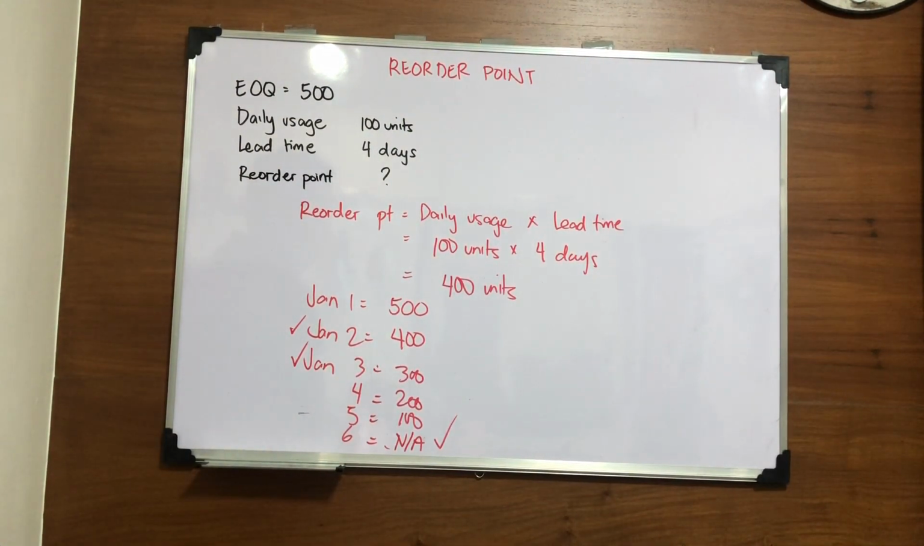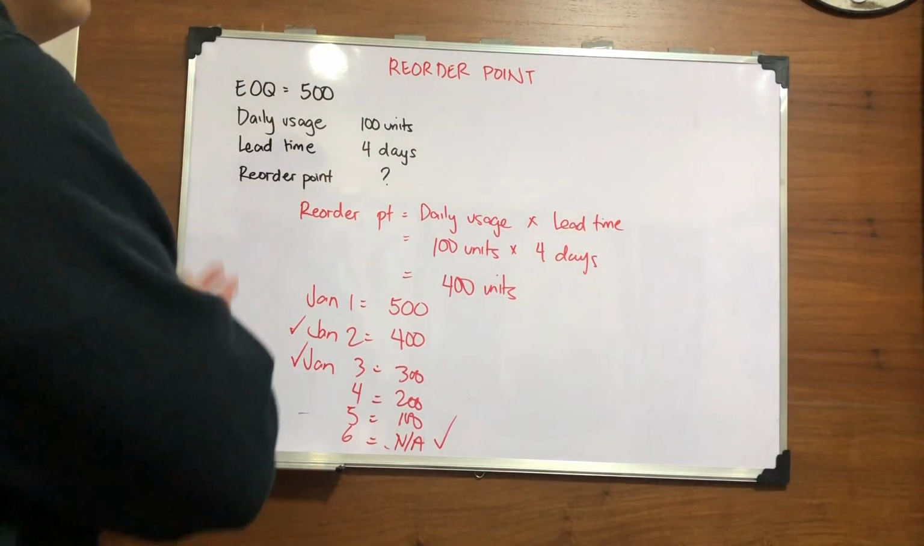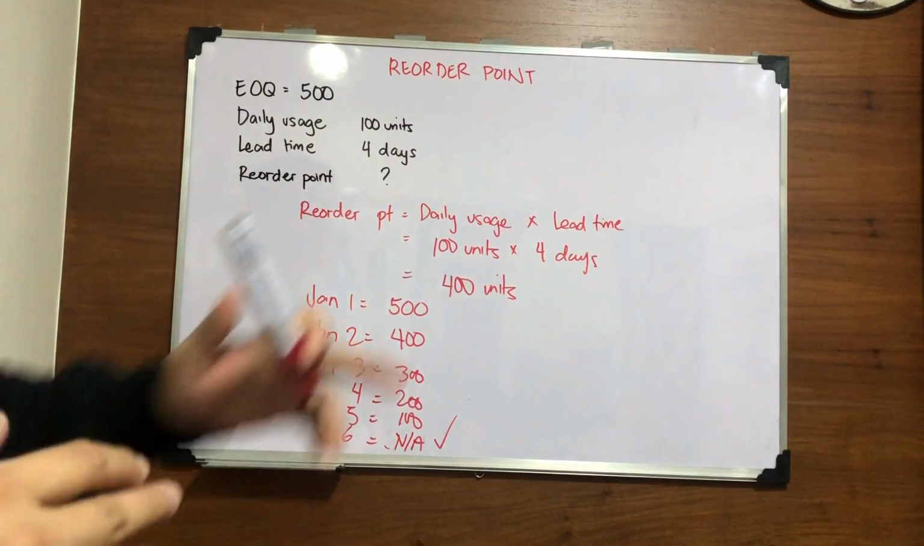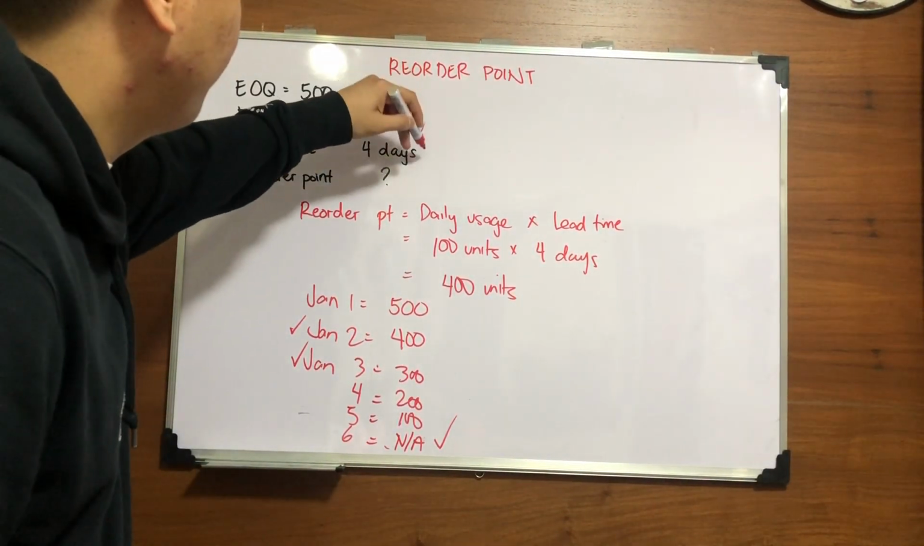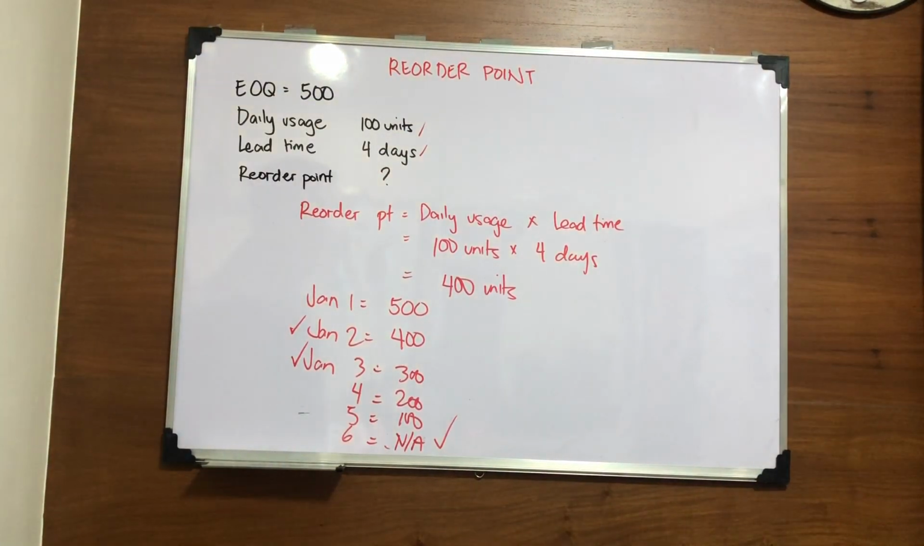Okay? So that's the trigger of the EOQ. After EOQ, you will be able to determine your order point. And in your order point, you use these two factors: your daily usage as well as your lead time.